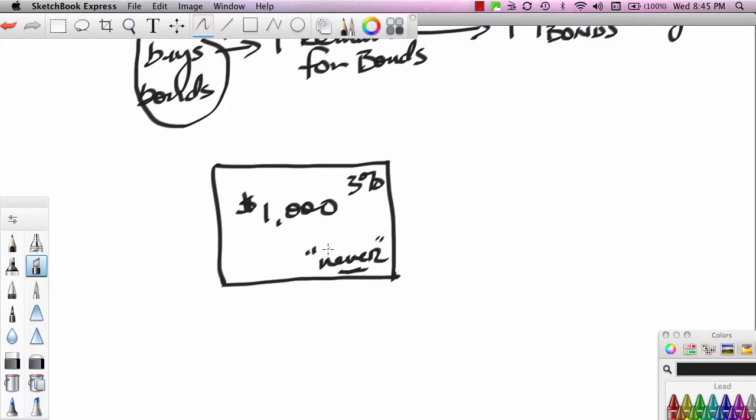You may think this is a bit of a silly assumption, but actually the British Empire, and there have been other governments in history, have actually issued what are called perpetuities or consols, and these are bonds that don't have a maturity date on them.